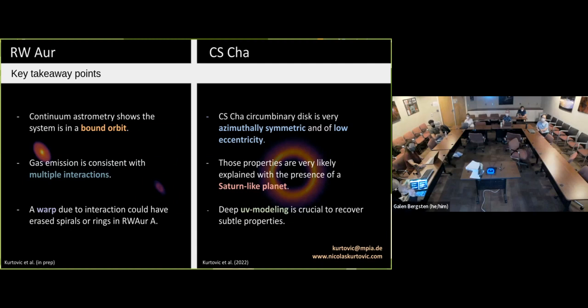One of the advantages of knowing that this is a binary is that, for example, we're detecting this possible warp. We also know about warps in other systems, but those don't have companions. And so this is the perfect laboratory to test the warp excitation, since you already know exactly where the companion is. So yeah, I would say that's some of the difference with single star systems.